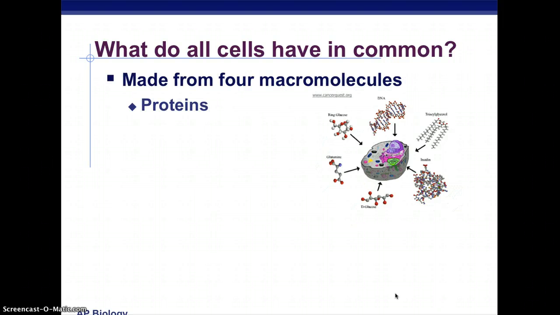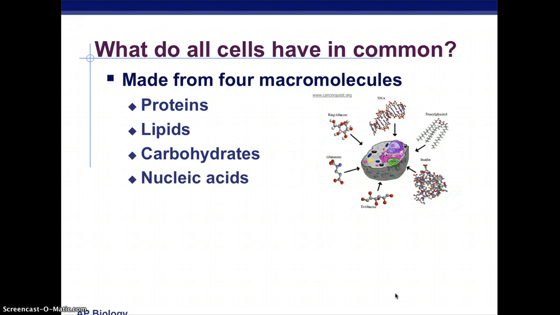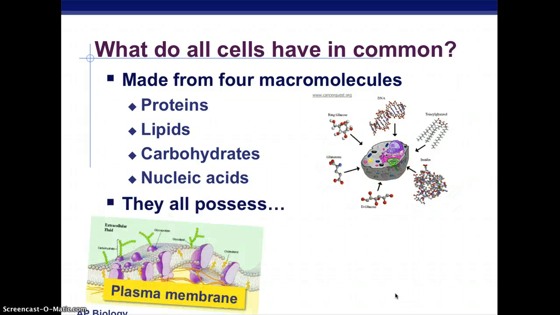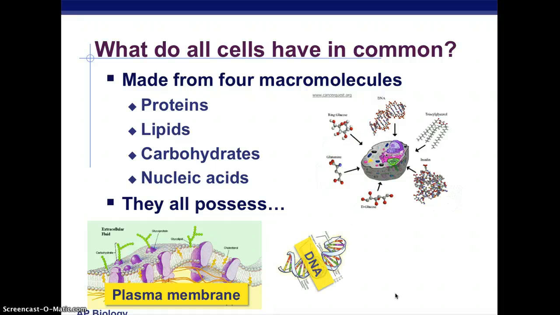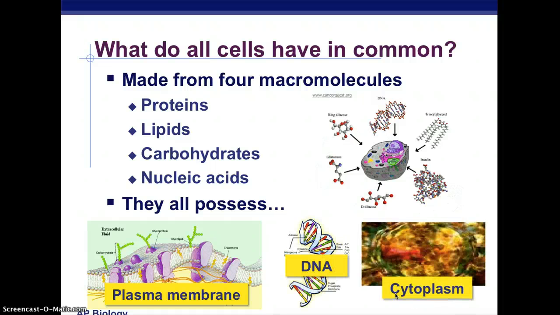So what do all cells have in common? They're made of macromolecules. So the cells are made of the proteins, the lipids, the carbohydrates, and the nucleic acids that we just learned about. And they all possess similar structures. They all have a cell membrane, they all have DNA, and they all contain cytoplasm.